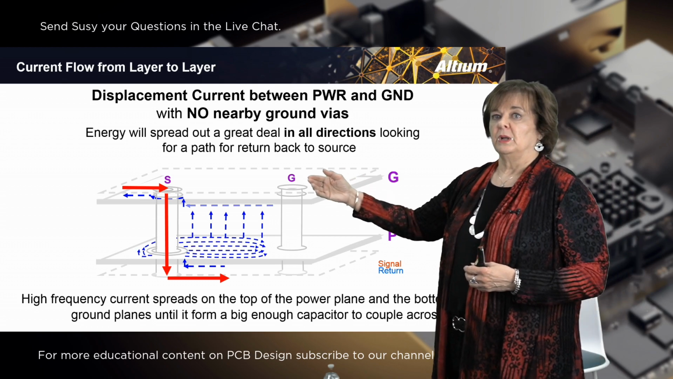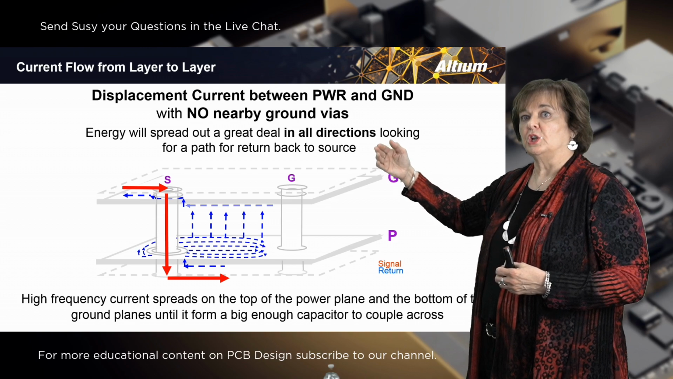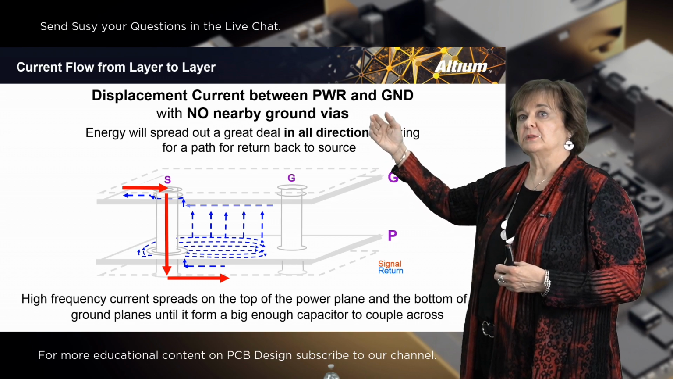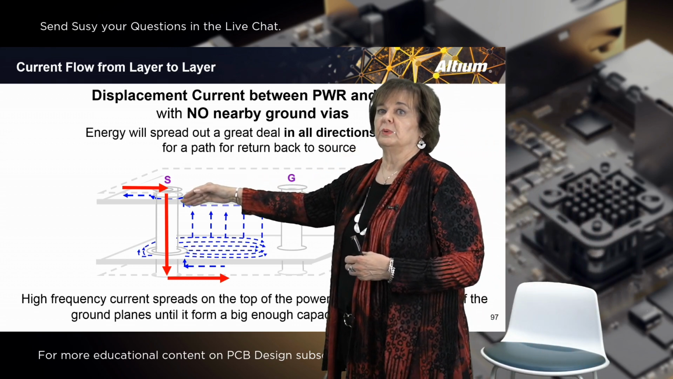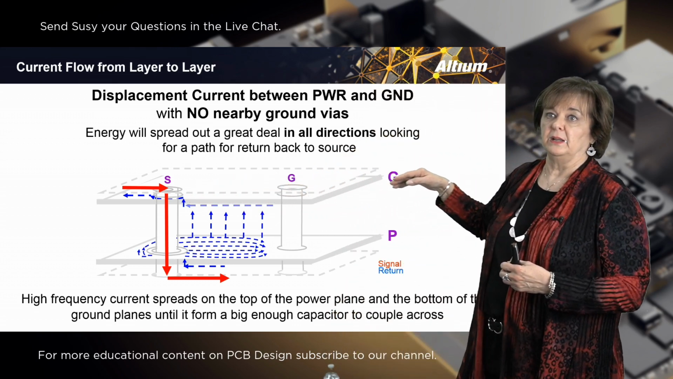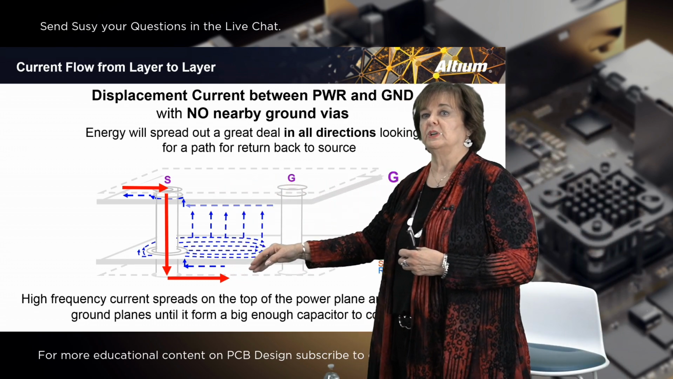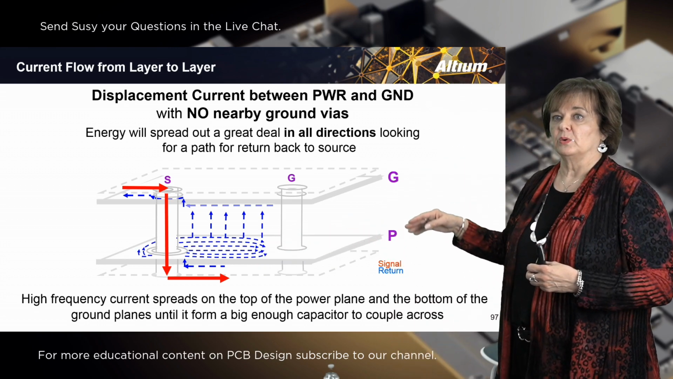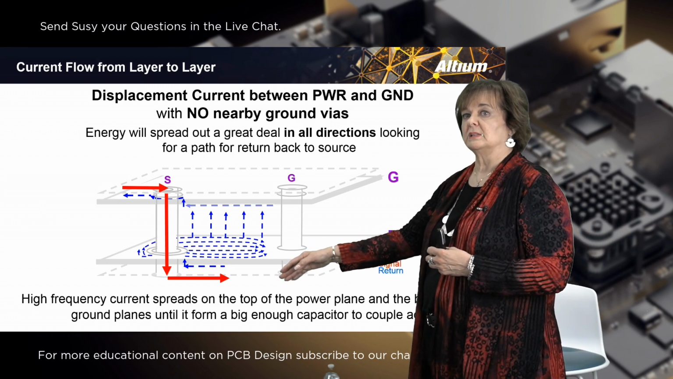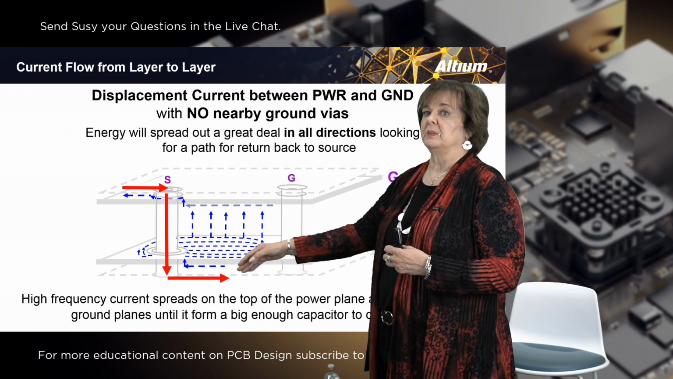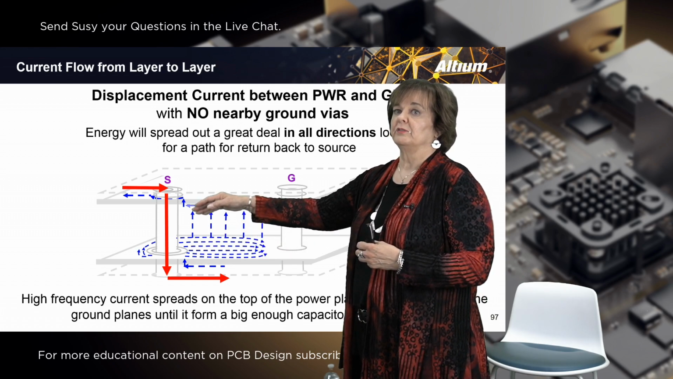So here we have a signal, and it has no nearby ground vias. It's between power and ground. The signal up here is referencing the ground layer here, and then it's going down to a layer down here that is returning on the bottom side of the power layer here. And so that energy then can couple across from the bottom side up the antipad opening to the top side. But now how is it going to get from there to there?